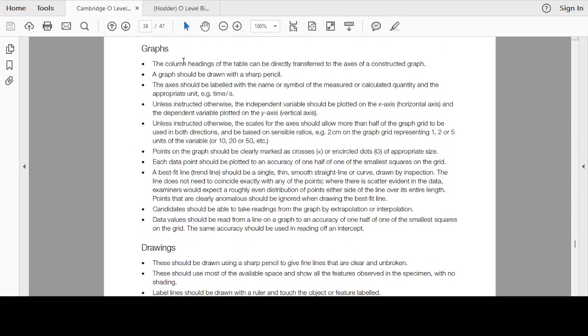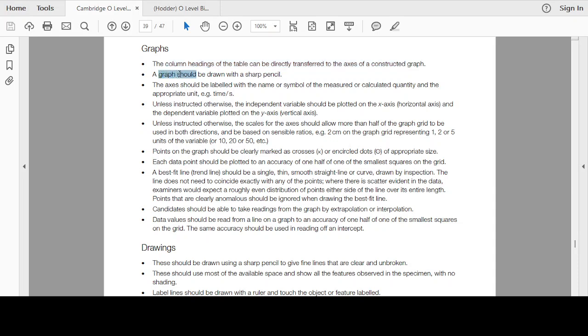Graphs. The column headings of the table can be directly transferred to the axis of a constructed graph. So basically, the values would represent what the x and y axis on your graph would be. The table headings, sorry.